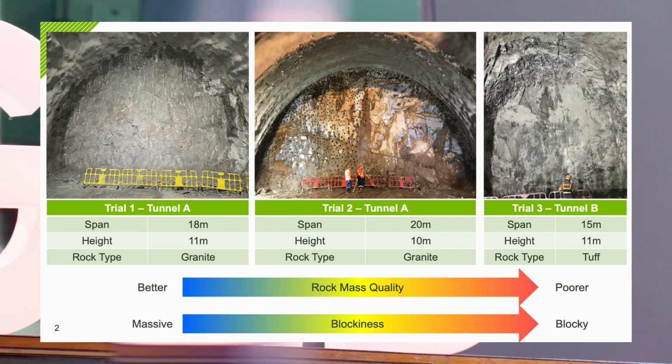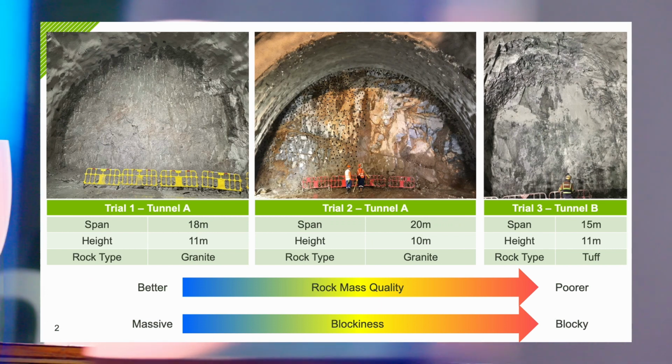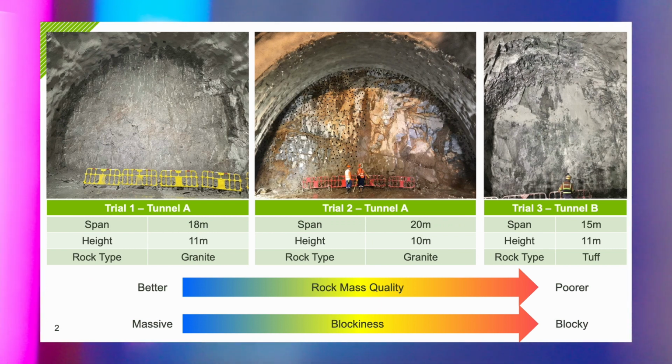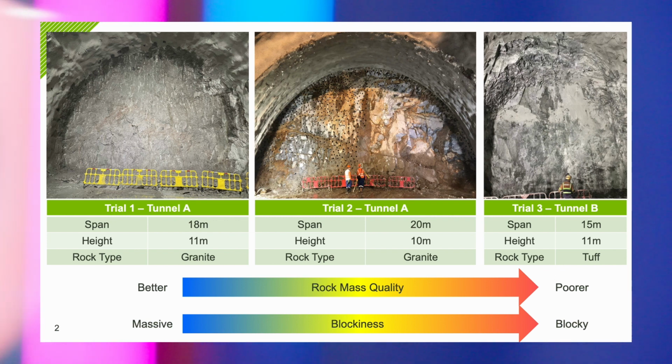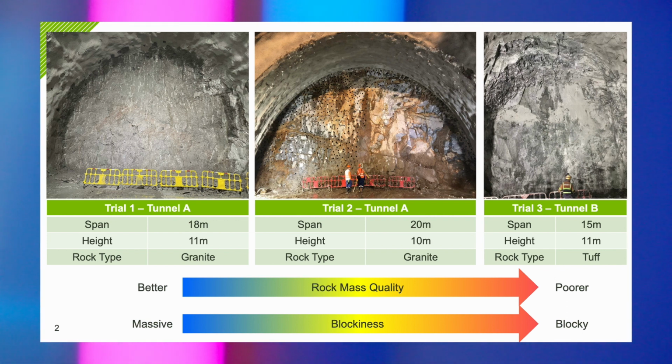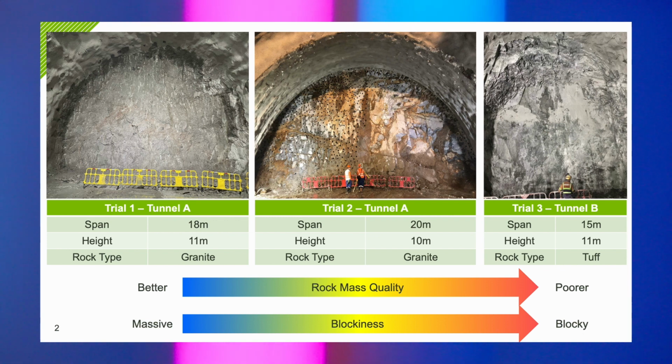Based on the observation on site, the rock mass overall becomes poorer and blockier from Trial 1 to Trial 3, and this is also consistent with the factor of RQD over Jn, which describes the degree of jointing or block size of the rock mass. And with my introduction, I now pass the presentation to my colleague Philip Wu.